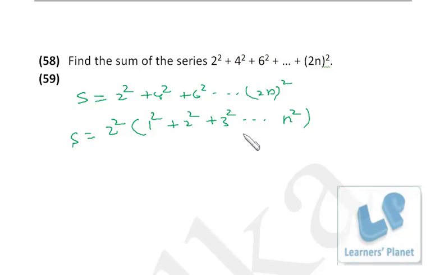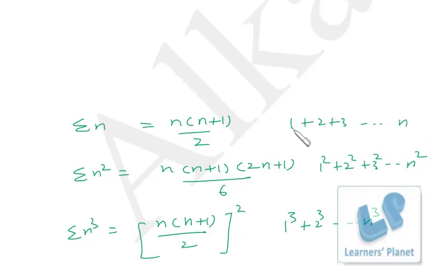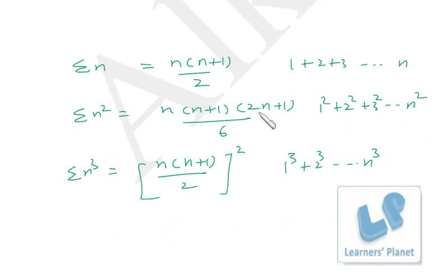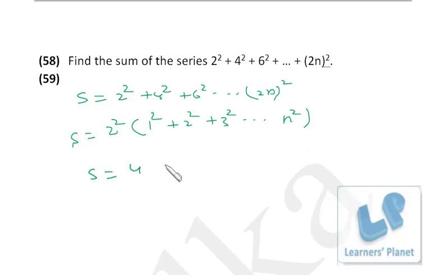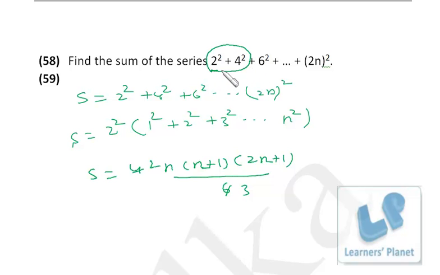Now 1 square plus 2 square plus 3 square till n square, we already know the formula. That is n into n plus 1 into 2n plus 1 by 6. So I put up the value. S is equal to 4 n into n plus 1 into 2n plus 1 by 6. So it is 2n into n plus 1 into 2n plus 1 by 3. That will be the sum of this series. Sum of this series means if you put the value of n as 1, you will be getting the first term. If you put the value of n as 2, you will be getting the sum of 2 terms. If you put n is equal to 3, you will be getting the sum of 3 terms. Okay? So that's pretty simple.